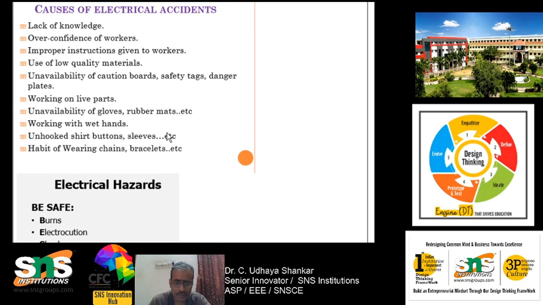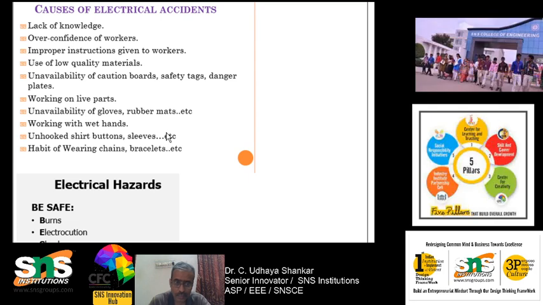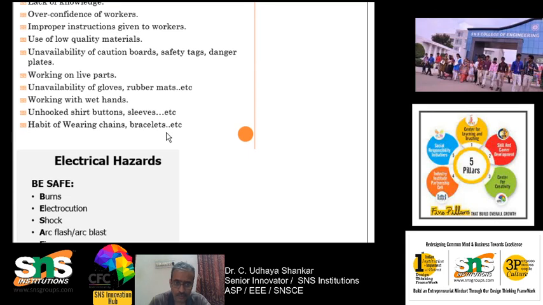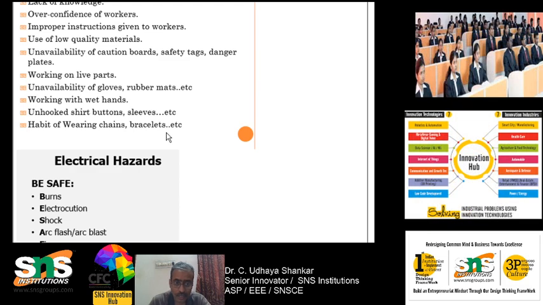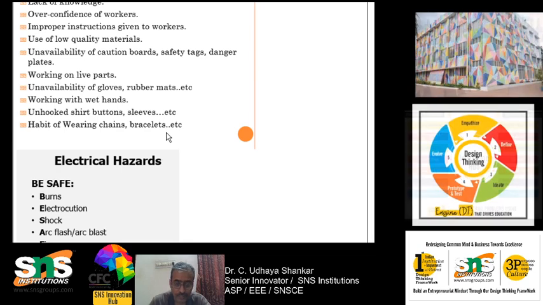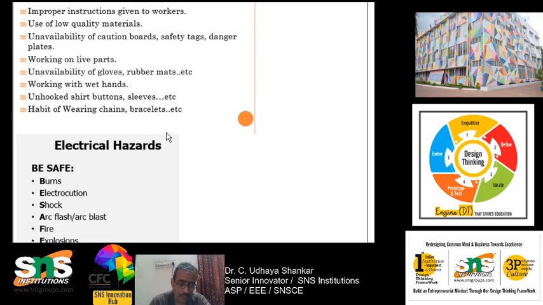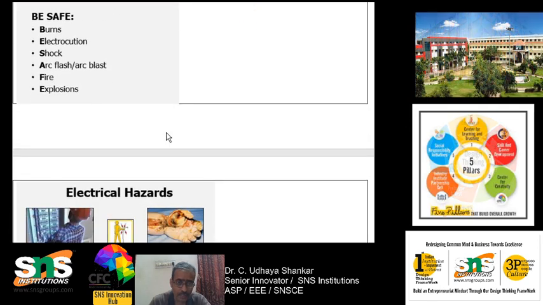So what are the causes of electrical accidents? Lack of knowledge, overconfidence of workers, improper instruction given to workers, use of low quality materials, unavailability of caution boards, safety tags and danger plates, working on live parts, unavailability of gloves, rubber mats, etc., working with wet hands, unhooked shirt buttons and sleeves. The habit of wearing chains and bracelets also leads to electrical accidents.